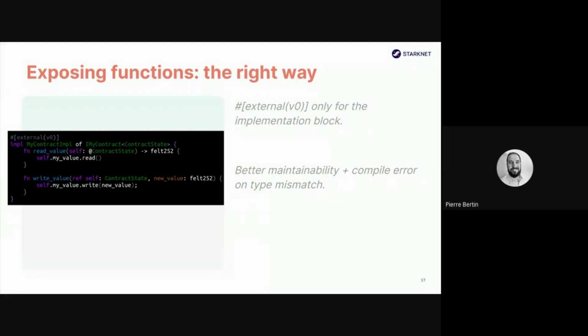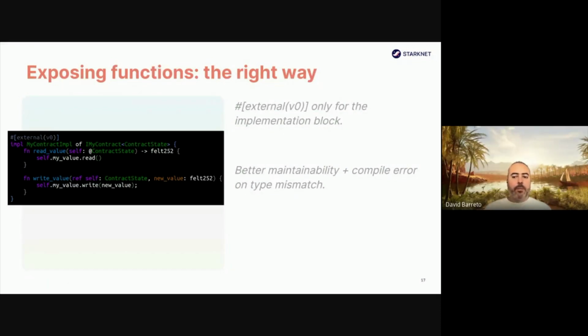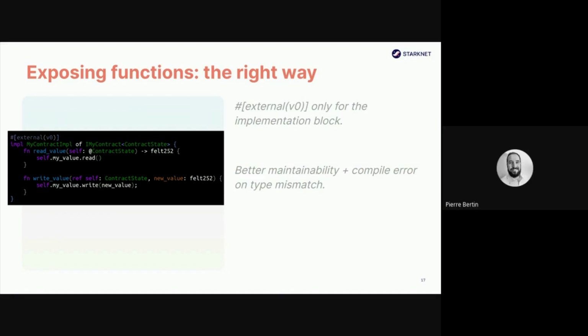Dispatchers can be reused for any function you define in an interface. Vincent asks, what is the difference between a view function and an external function? As we've seen, a view function is something that will not modify anything. Read value is a view function because it takes a snapshot of the contract state. It means Cairo, the compiler, will not let you modify the state inside this view function.